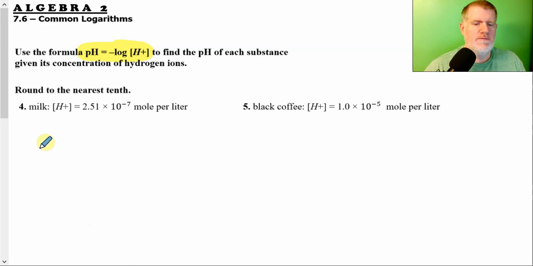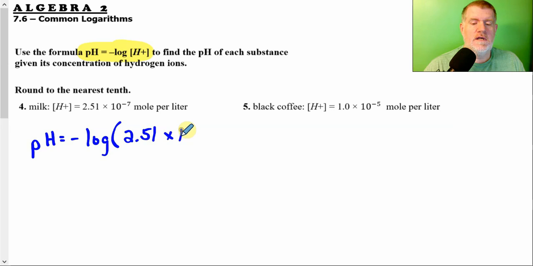I know that my formula is negative the log of the concentration of hydrogen ions. You can look that up if you want to know what that's all about. But that measures the acidity or alkaline or base level of a product. So I'm just doing the math though. I'm just putting this in here and seeing what it gives me.